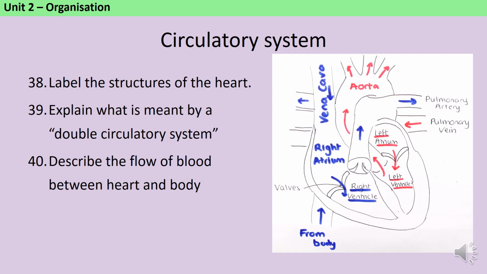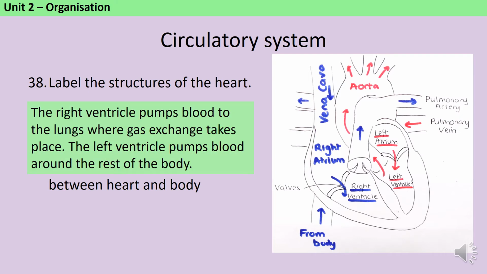You should also be able to label the major blood vessels, the pulmonary artery and vein, and the aorta and vena cava. You should also know that there are valves inside the heart in between the atria and the ventricles, preventing backflow of blood. When we talk about the heart having a double circulatory system, this is the fact that the heart is split in two.